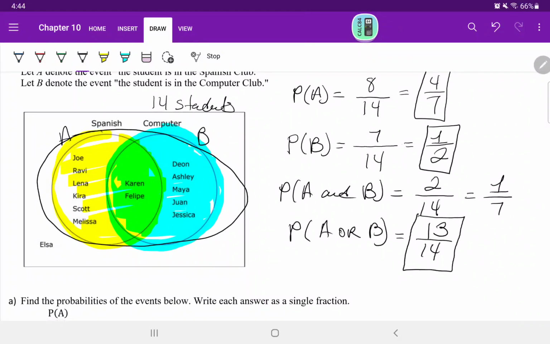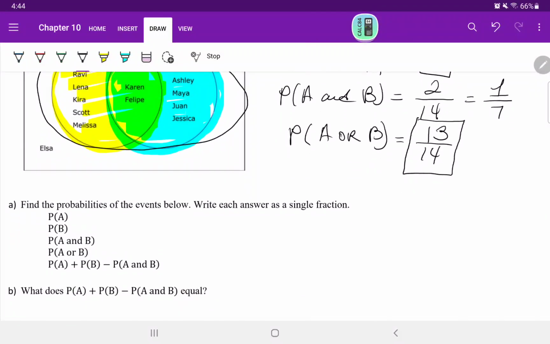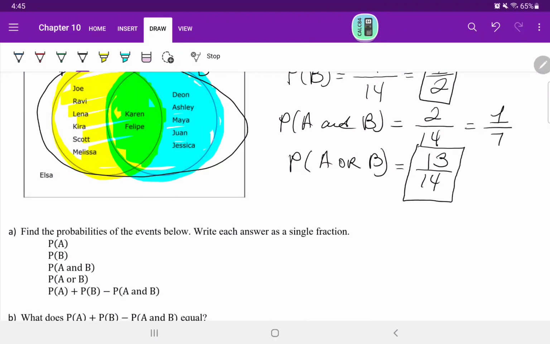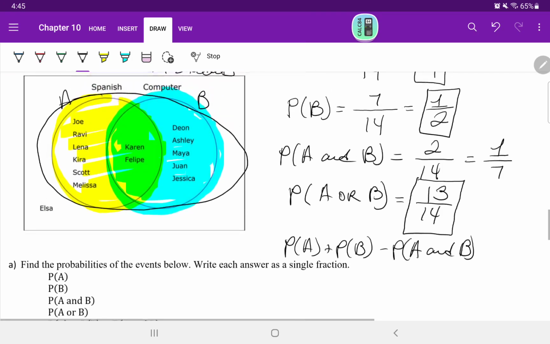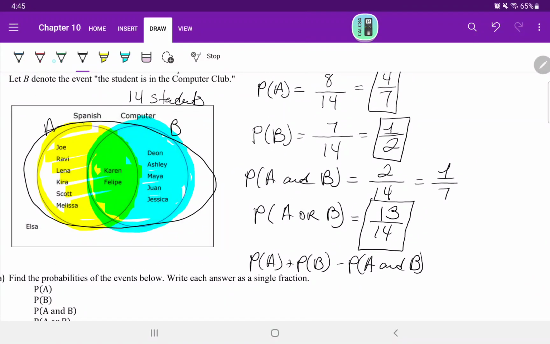And let's do the last part, which says the probability of A plus the probability of B minus the probability of A and B. Let's compute that using the non-reduced fractions. The probability of A is 8 over 14. The probability of B is 7 over 14. The probability of A and B in its non-reduced form is going to be 2 over 14.